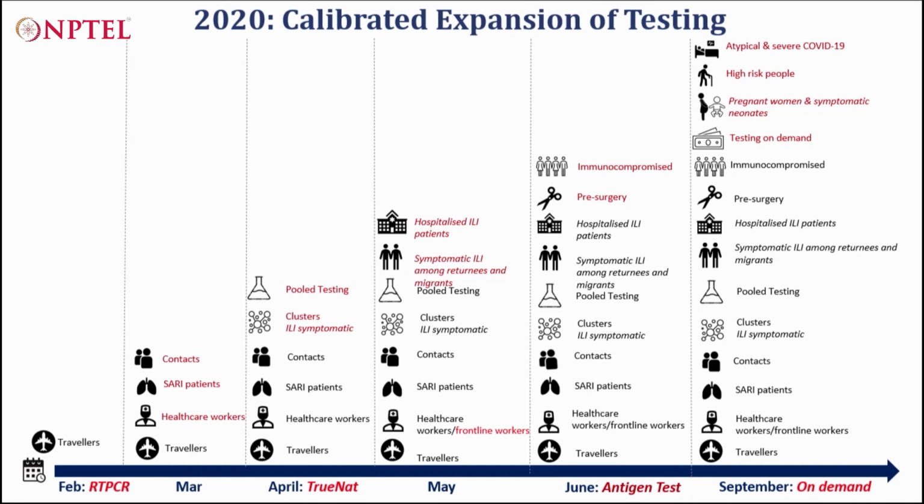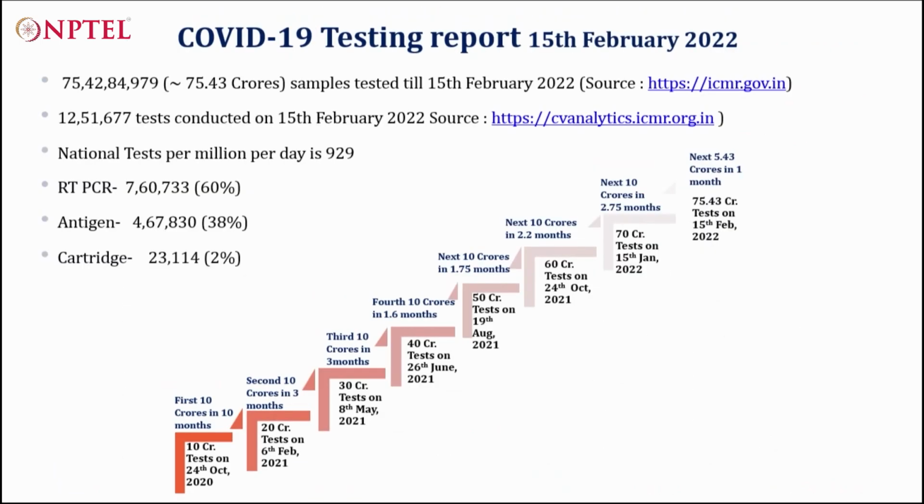Earlier we were testing on the travelers, healthcare workers, SARI patients, contacts. Then we expanded our testing strategy, pool testing was there. Then we included the hospital based ICU patients. So, testing strategy was gradually expanded as per the need of the hour. So, this we developed within the ICMR.